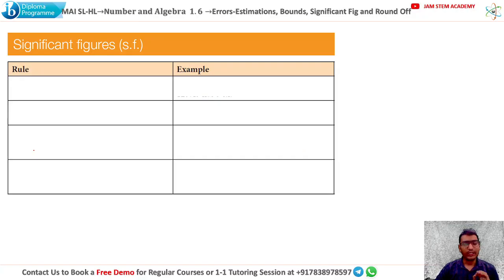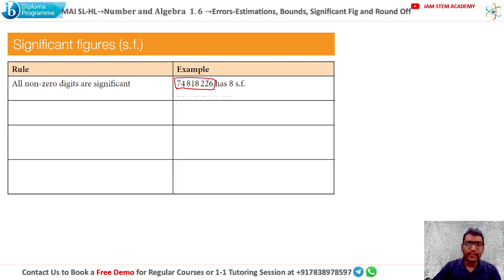There are some rules. I'll discuss all the rules one by one. First rule is all the non-zero digits are always significant figures. For example, if I give you a number like 748182226, there are 8 digits in total, right? And hence 8 significant figures are there because none of the digits is zero. So directly I can say all non-zero digits are significant.